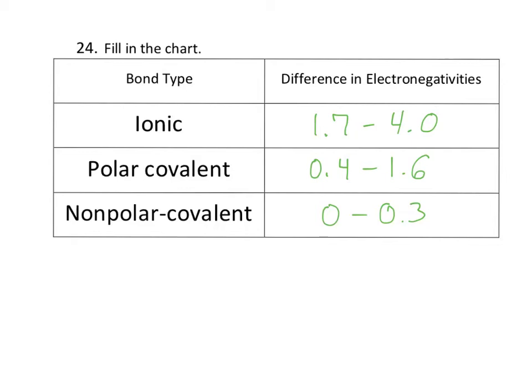If it's 1.7 to 4, we can predict that to be an ionic bond. If it's 0.3 or below, we can predict that to be a nonpolar covalent bond. And in the middle, those are polar covalent bonds.